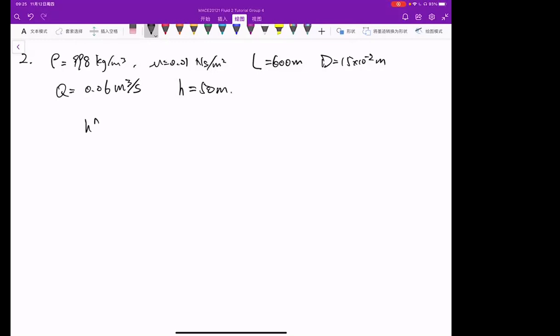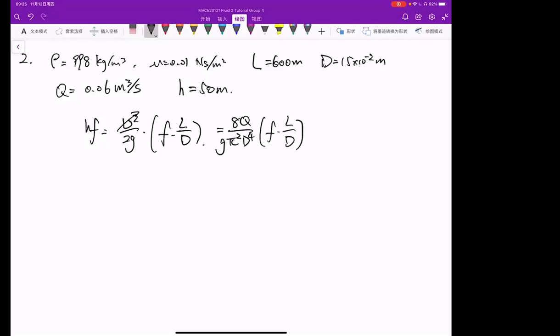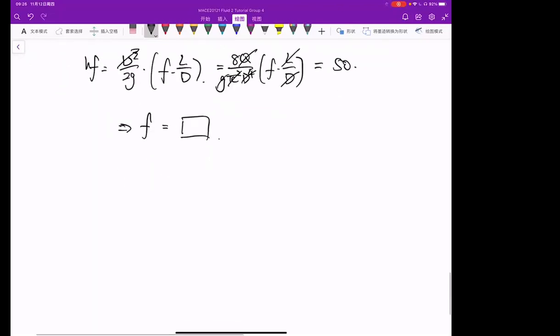So remember what we have, hf equals U squared over 2g times f times L over D, right? We put this in terms of Q, and we have 8Q squared over pi squared D to the fourth g times f times L over D, which equals 50. In this equation, L is known, D is known, Q is known, constants are known. So we could get a value of f. With the friction factor, you could go to the Moody chart to find epsilon over D.